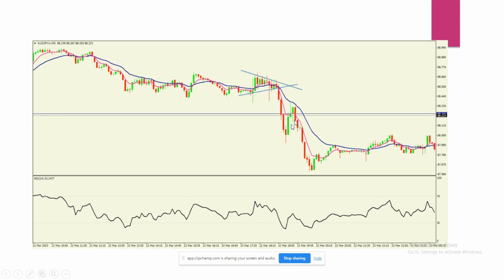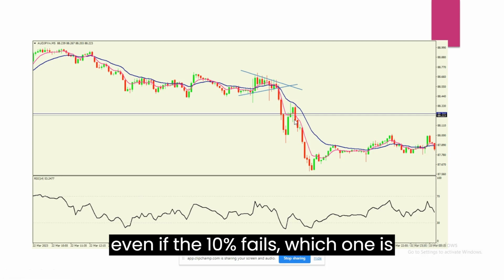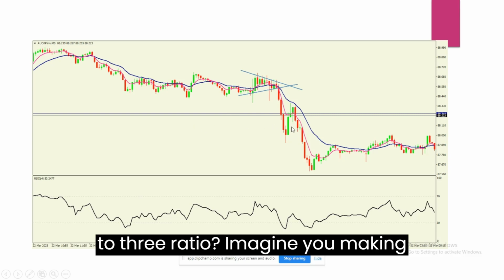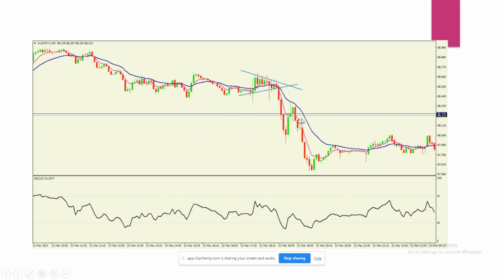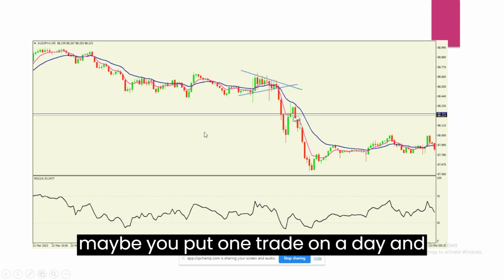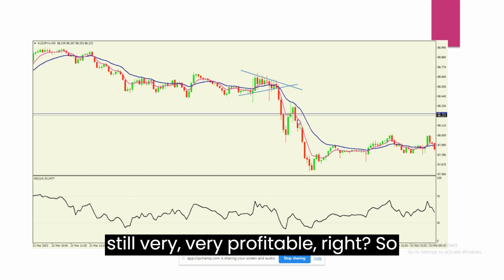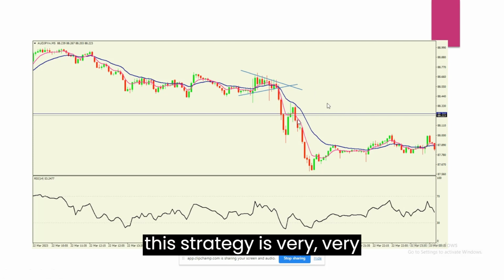So even if it fails, that is why it is 90%. Even if the 10% fails, with a 1:3 ratio, imagine you making 30 pips on each of your trades, and maybe you put one trade on a day and that one failed, 10 pips, you are still very profitable. So this strategy is very okay for a scalper, for a day trader.